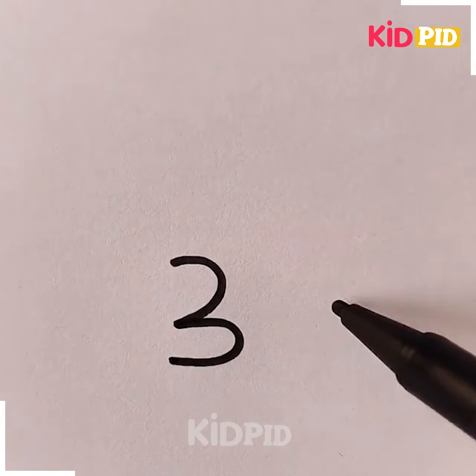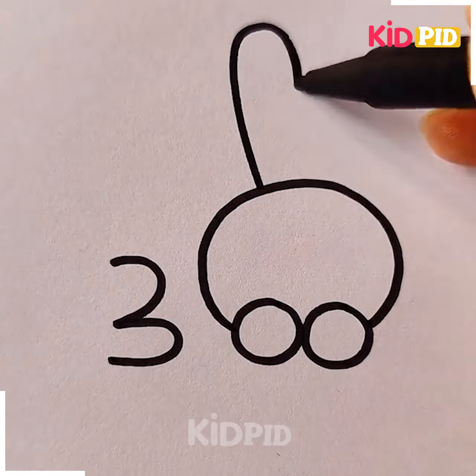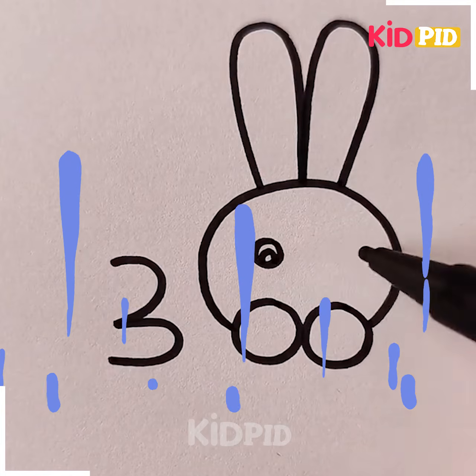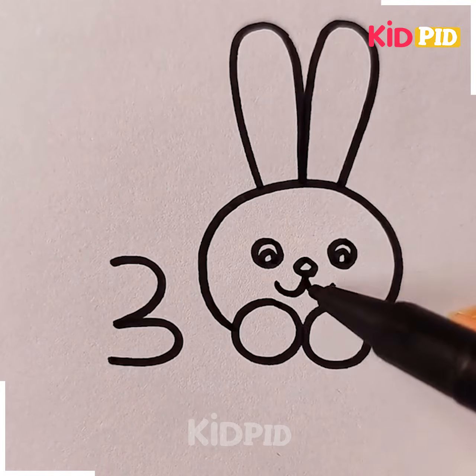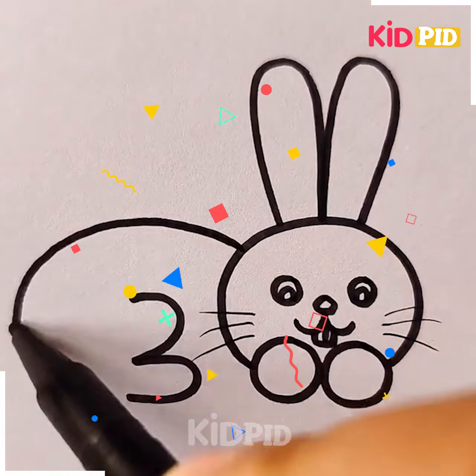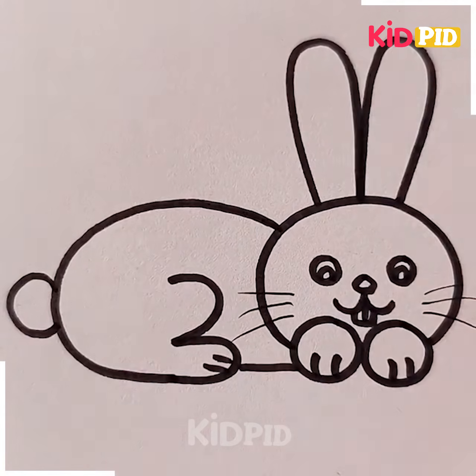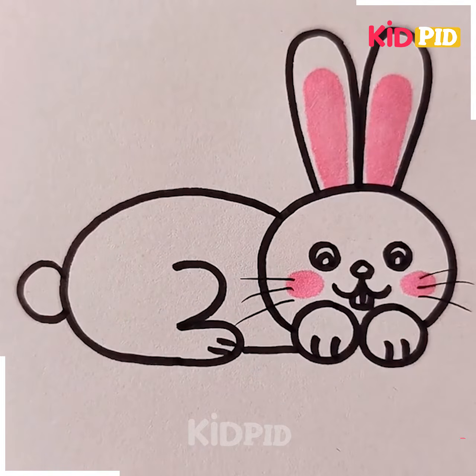So let's move on. So here I'm writing 3 and 2 zeros. So I'm drawing a head and the ears and the eyes and the nose and the lips. And let me put some shades to it. So connect this 3 as the legs and draw the tail. Here's a beautiful rabbit shaded with pink.